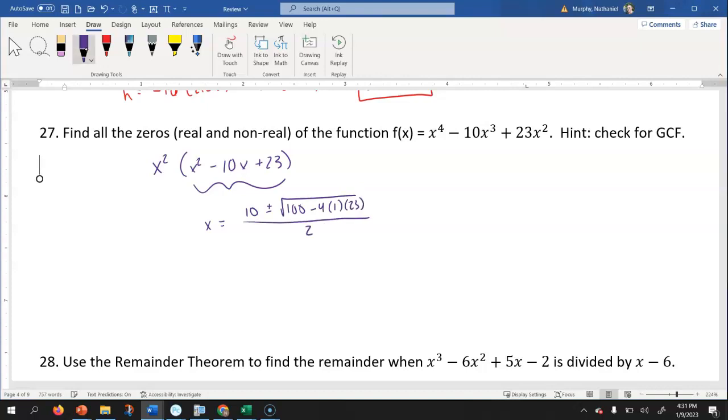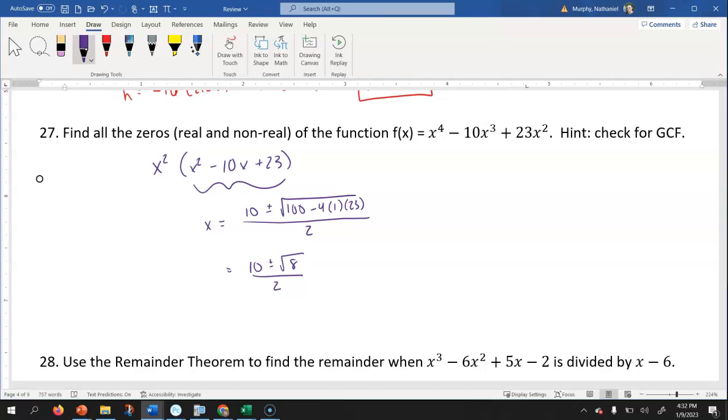So the quadratic formula is the opposite of b, so the opposite of negative 10 is a positive 10, plus or minus the square root of b squared, which would be 100, minus 4 times a, which is 1, times c, which is 23, and all of that is divisible by 2. And if you simplify what's under the radical next, you just get 8.